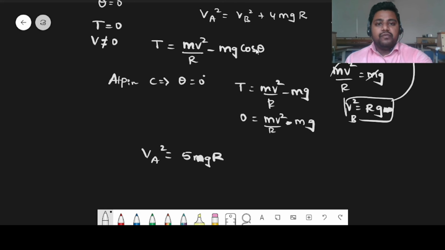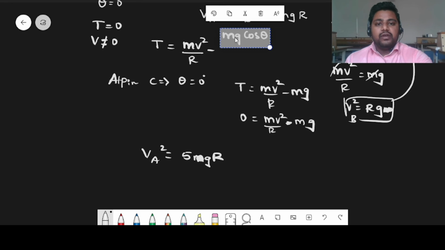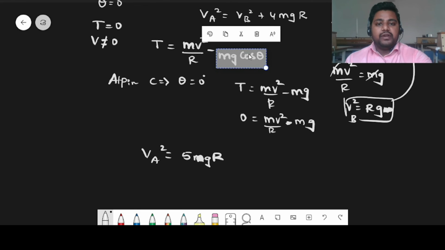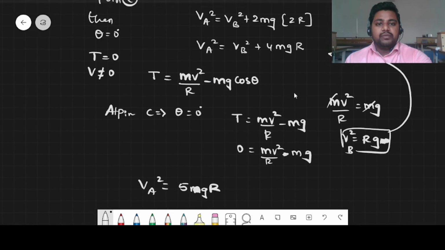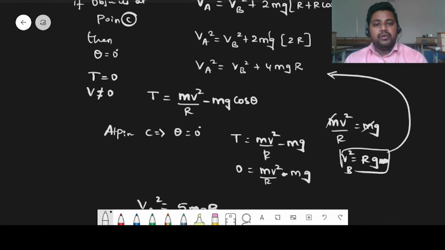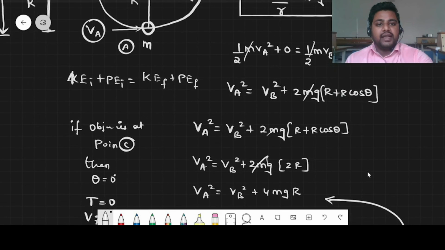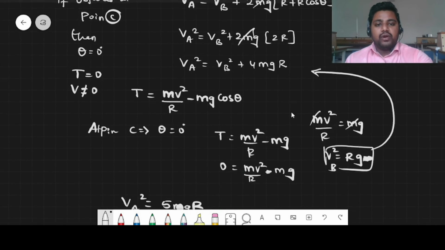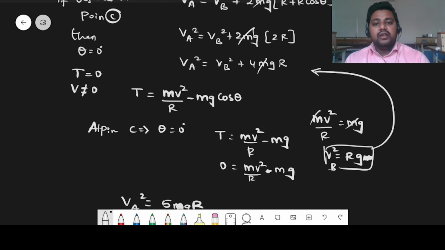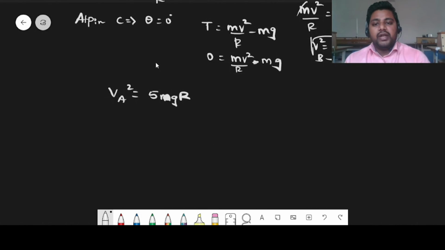The m is also being cancelled here; in all the cases m is getting cancelled, so you don't have to bother about it. From both sides we have already cancelled m. So the final velocity that you should be giving at point A is va equal to root 5 gr.